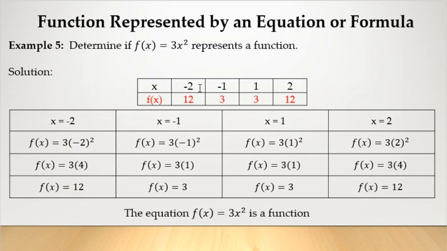So, each value, isa-substitute natin siya sa equation na f of x is equal to 3x squared. So, ang x dito ay papalitan natin ng negative 2. So, pag sinolve natin siya, ang kalalabasan niya ay positive 12. So, si positive 12, siya ang kapartner ni negative 2. And for the next value, we have negative 1. So, pag sinolve natin siya, ang kalalabasan niya is positive 3.